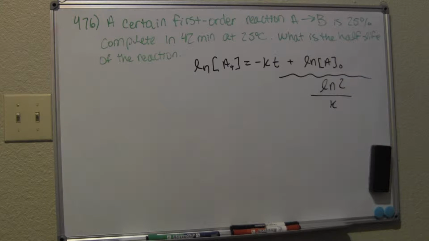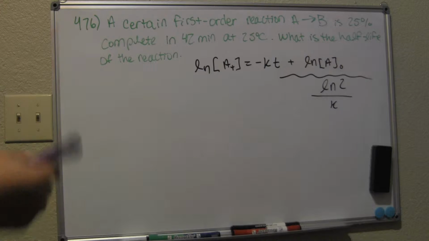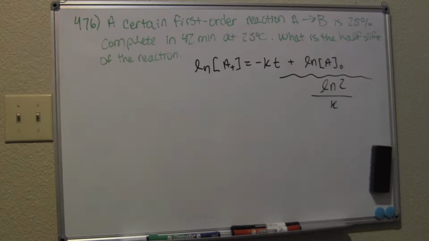Hey guys, I'm Daniel, and the question we're going to be doing today is: a certain first order reaction, A yields B, is 25% complete in 42 minutes at 25 degrees Celsius. What is the half-life of the reaction?